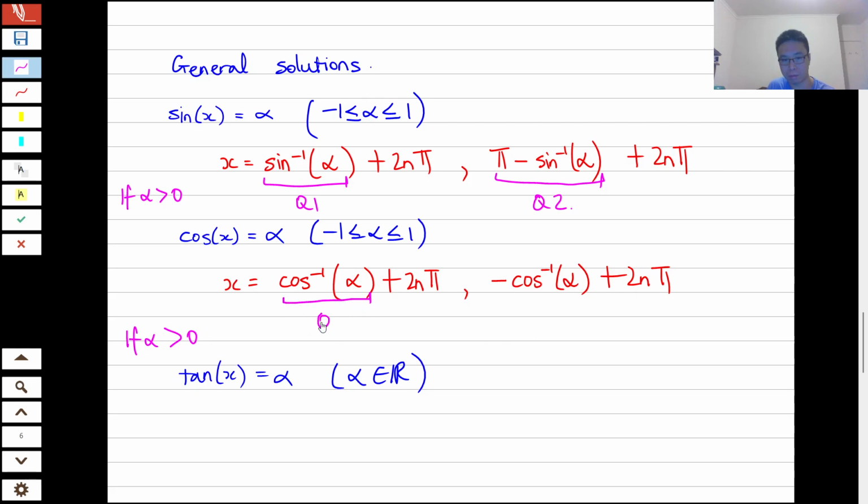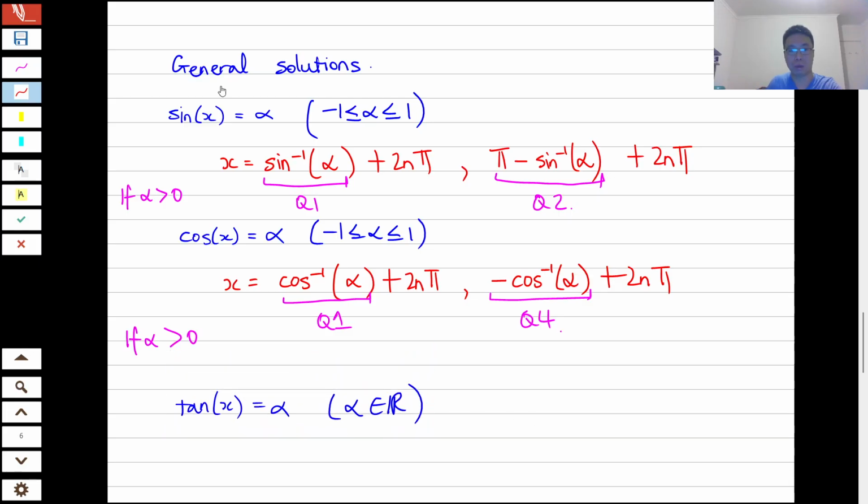This is quadrant 1, and this is quadrant 4. Provided that alpha is positive. And sometimes we write this even more simply as follows. We write this as x equals plus or minus inverse cosine of alpha plus 2n pi. This combines both families into one single equation.